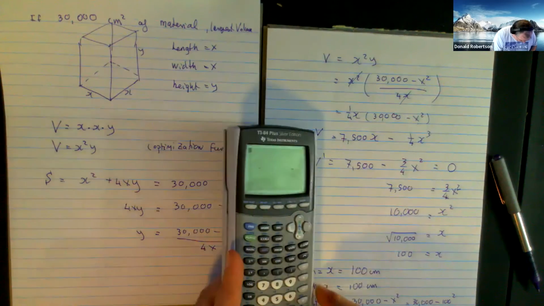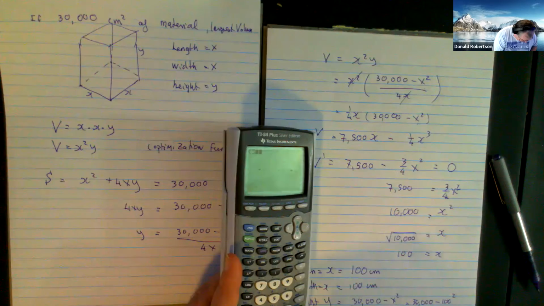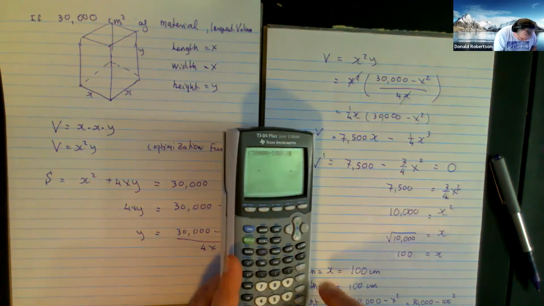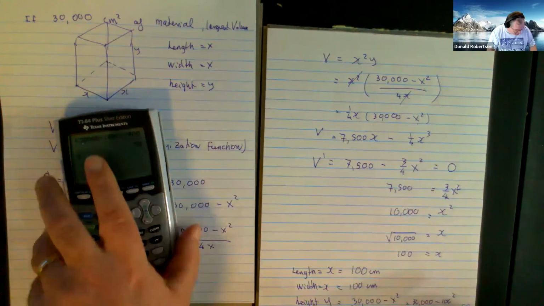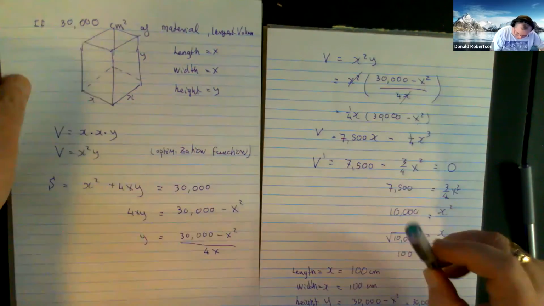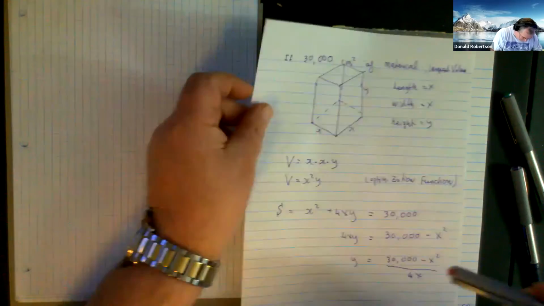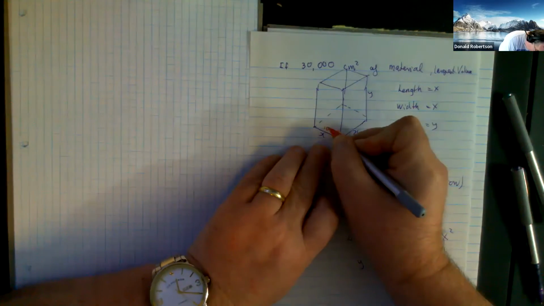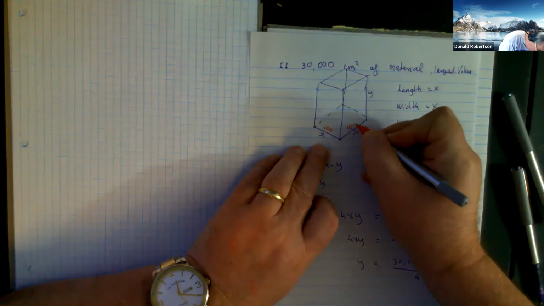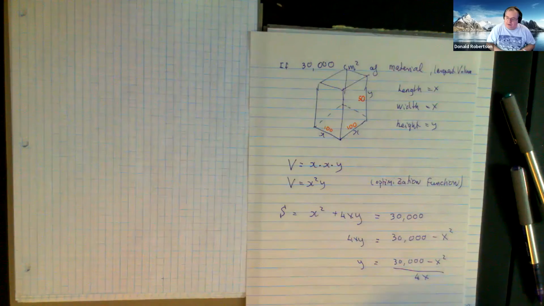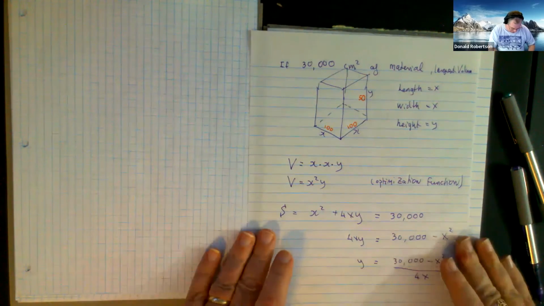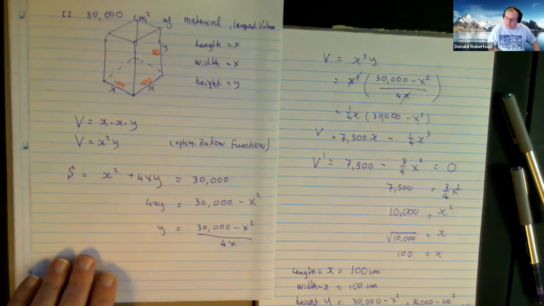Let's see what that looks like. On the top, 30,000 take away 100 squared, divided by 400, and the answer is 50. I'm going to put it in that little picture I've got, even though the picture's not to scale. You're going to get the biggest volume when you make these two guys 100 and you make this guy 50. Right, so it's not a cube. Would you agree it's half the height as it is in the width?